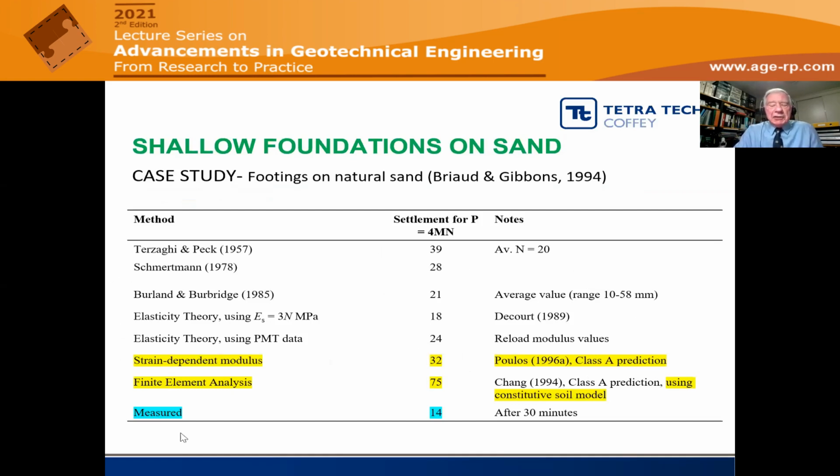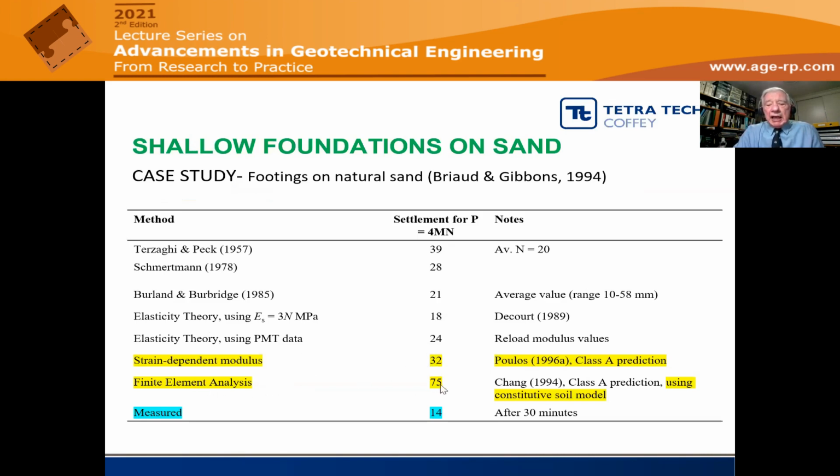And these are not particularly from any one person, but these are a series, for one of the footings, of the predictions of settlement with different methods. 39 mm, 28 Schmertmann, 21 Berland and Burbridge, elasticity 18, elasticity using pressuremeter 32, stress dependent modulus, which was my prediction, 32.